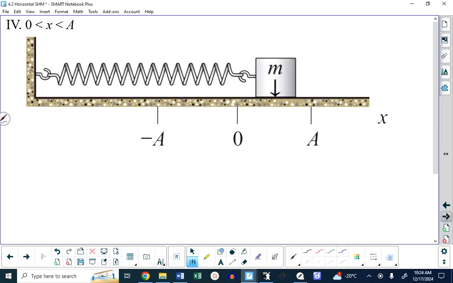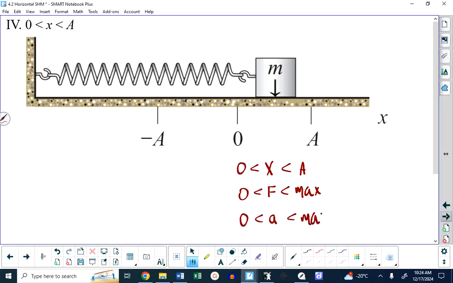What about here? Well, what we can say here is that the amplitude is not zero and it's not a maximum. It's somewhere in between the two. And what that means is that the force is somewhere between nothing and the maximum value. The acceleration is between something and a maximum value.